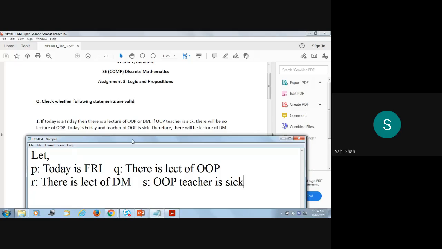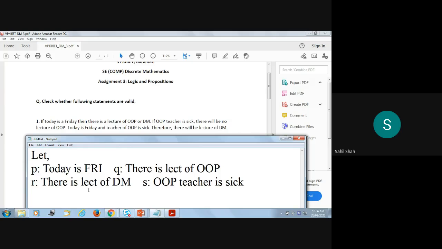I have again observed that many of the students are trying to write the entire statement as a single proposition. Please do not do that. It will create an ambiguity and confusion in your mind. I was going through the assignment solutions this morning, and one student has written: let P be a proposition which says if today is Friday, then there is a lecture of OOP or DM. You are stating an entire statement as a single proposition. That may or may not work in each and every example. So let us try to represent the given information in this format.